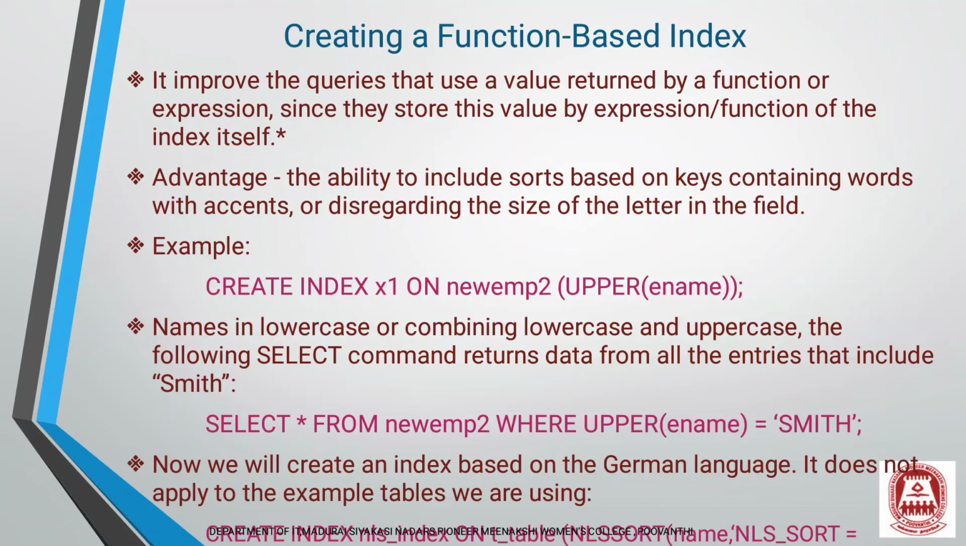Now we are going to create an index based on the German language. It is not applied to the example table we are using. So this is the command: create index nls index on table name, then I am going to mention the column name as name and short. So this is the way I am going to create a function based index.